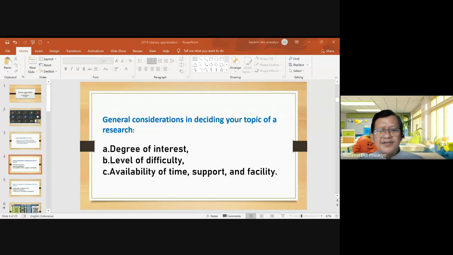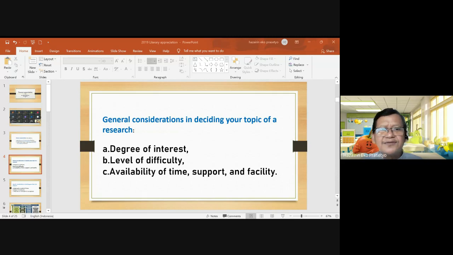Now, what you need to prepare is only three sections. One, introduction. Second, theoretical review or literature review. Third, research methodology or methodology. I'm going to explain this later.